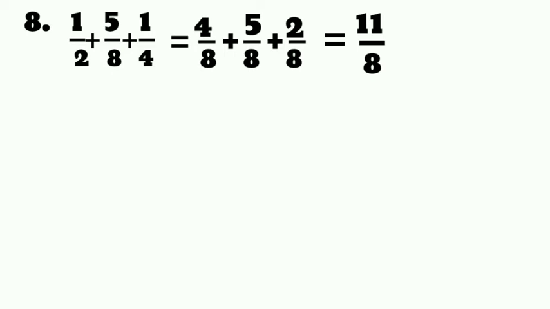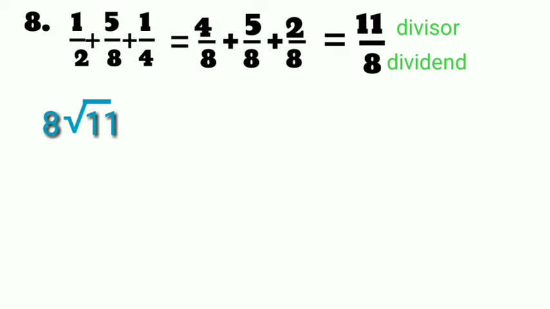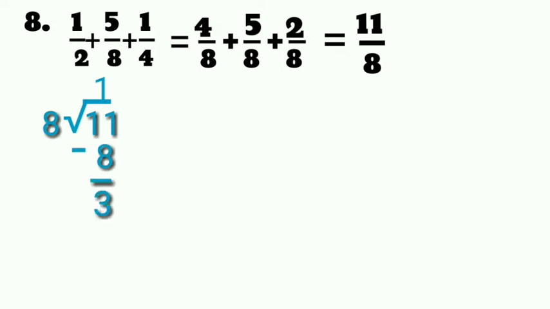Kaso, kung mapapansin nyo, naka-mixed number yung nasa choices. So, gawin nating mixed number yung final answer natin, which is 11/8. So, paano? I-divide lang natin yung numerator sa denominator. So, 11 divided by 8. 11 is our dividend and 8 is our divisor. 11 divided by 8 is equal to 1. 1 times 8 is equal to 8. 11 minus 8 is equal to 3.